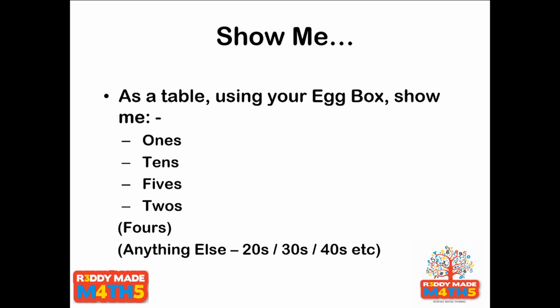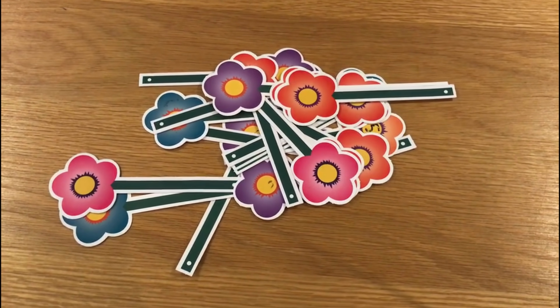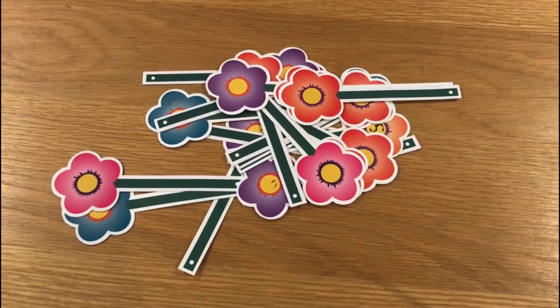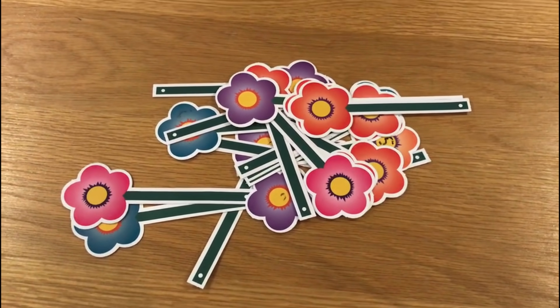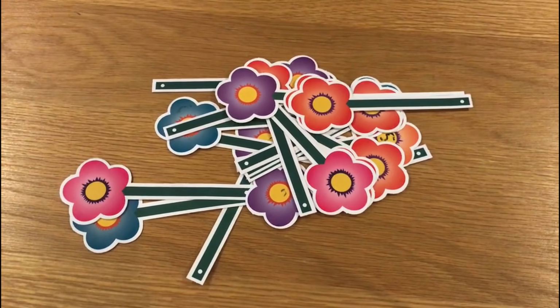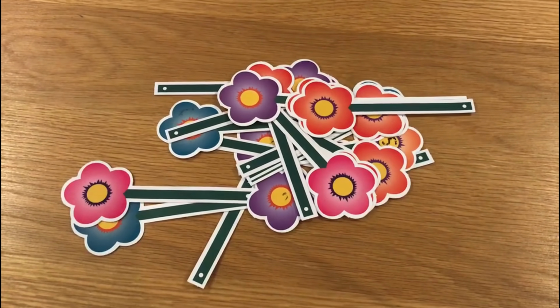Moving now to greater depth with children at early years. Again, this can be done with anything, but I'm just going to imagine I've got flowers now, and I want to put the flowers into flower beds. And I'm just going to say to the children, I want to plant some flower beds, but I want to be able to see them really clearly.